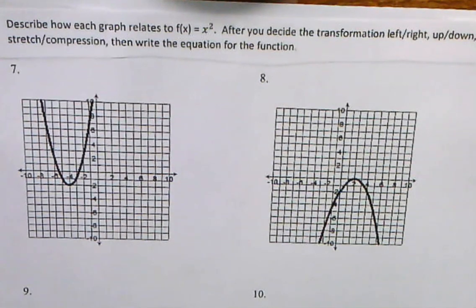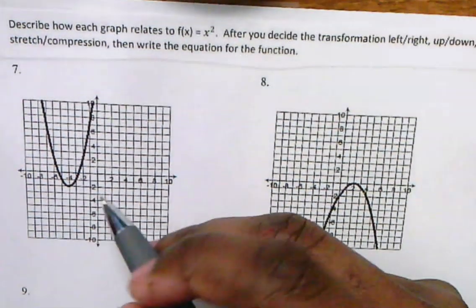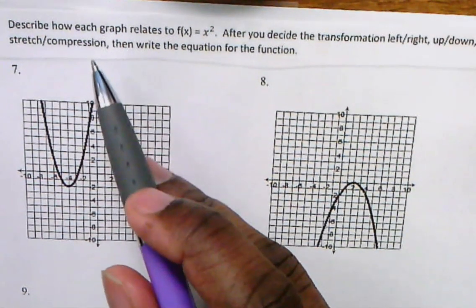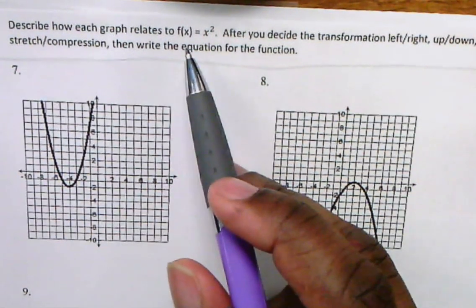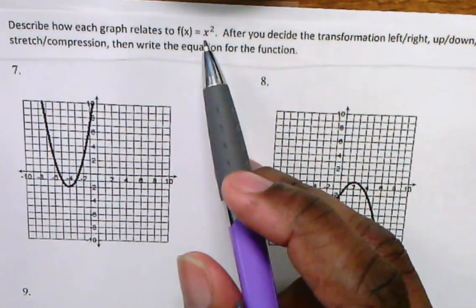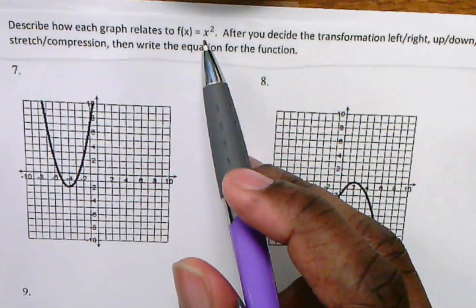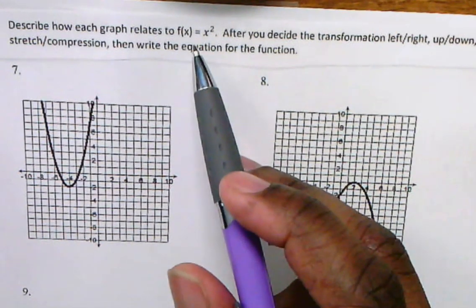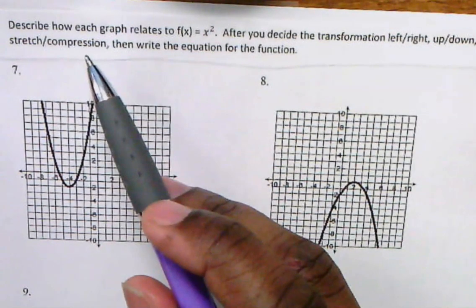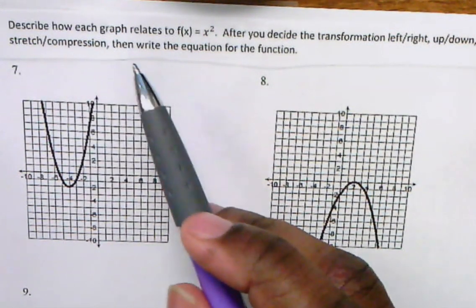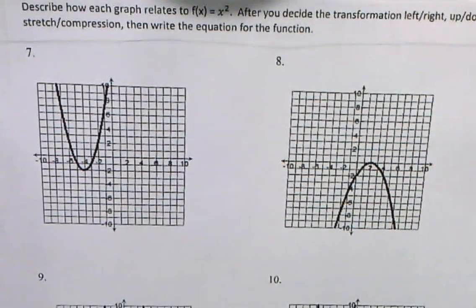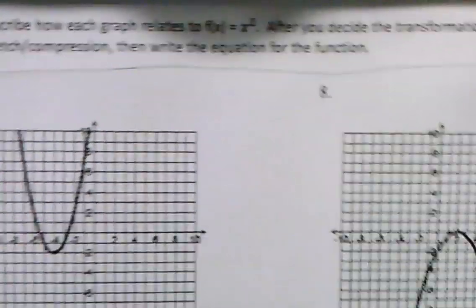Okay, so this video is about quadratic transformations. I'm going to give you parabolas and equations, and you're going to describe how that parabola or equation relates to the function y equals, or f of x equals, x squared. This is called the parent function that all quadratics are related to. After you decide the transformation of left, right, up, down, stretch or compression, then you'll write the equation for the function. So in the very first example, zoom this in a bit.